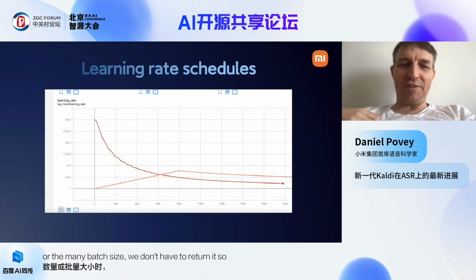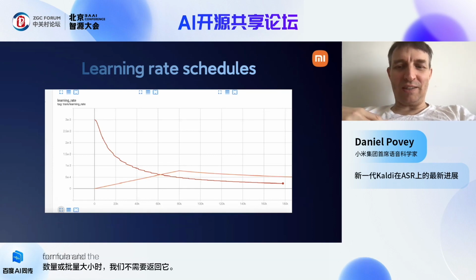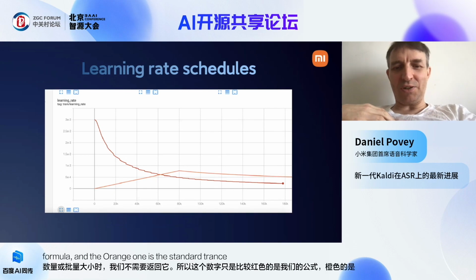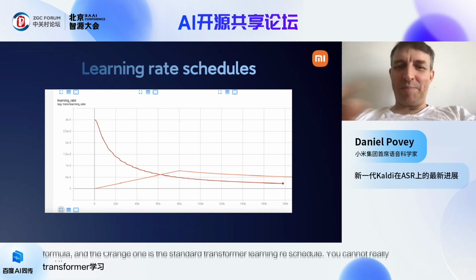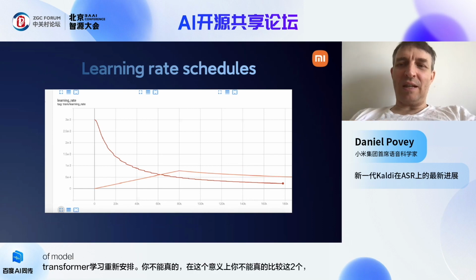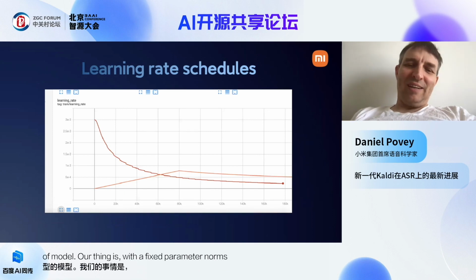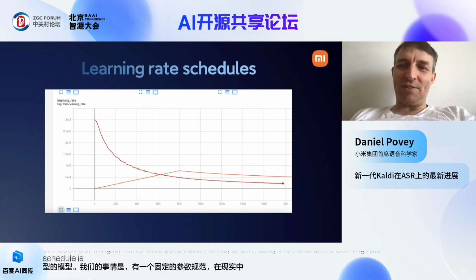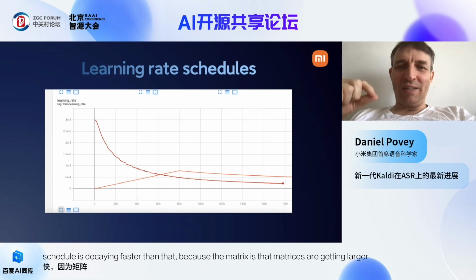So this figure just compares our formula, the red one, with the standard transformer learning rate schedule, the orange one. In a sense, you cannot really compare these two because they're intended for different types of model. Ours is with fixed parameter norms. So in reality, the transformer learning rate schedule is decaying faster than that because the matrices are getting larger, so the relative change is smaller.